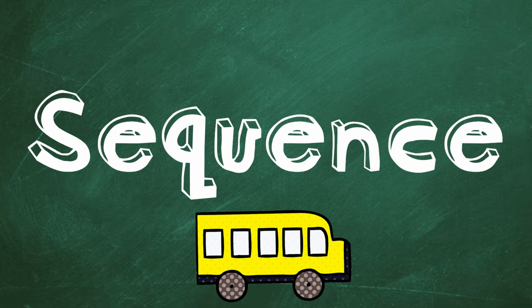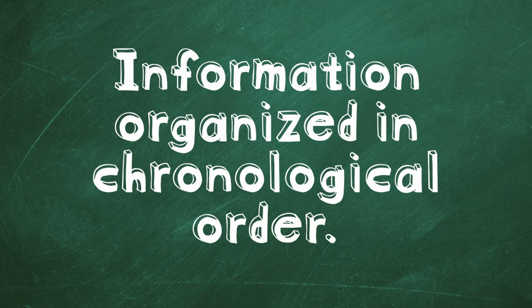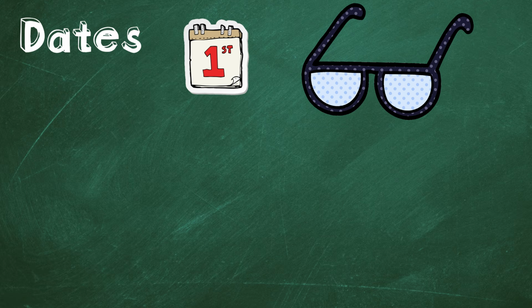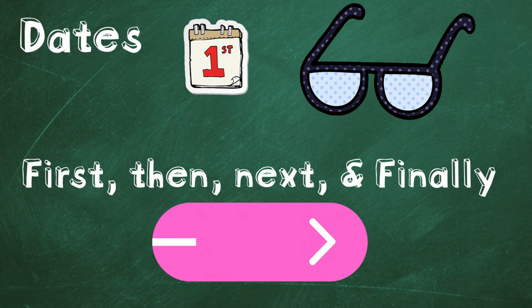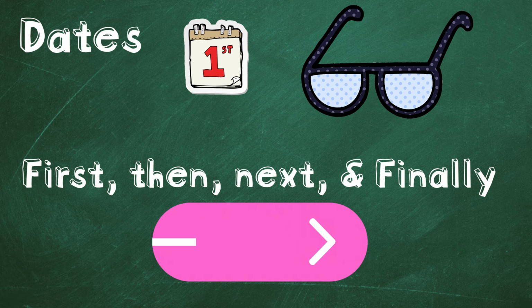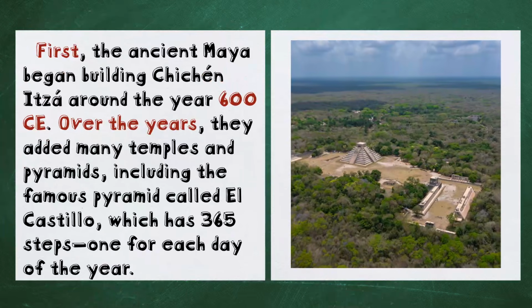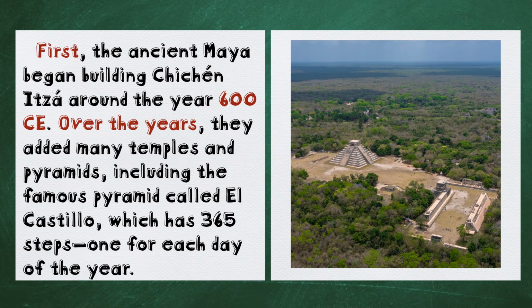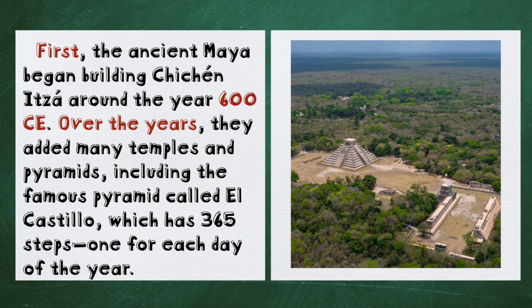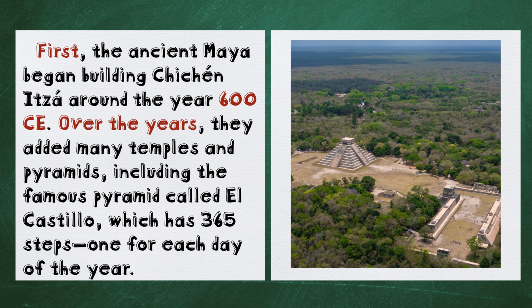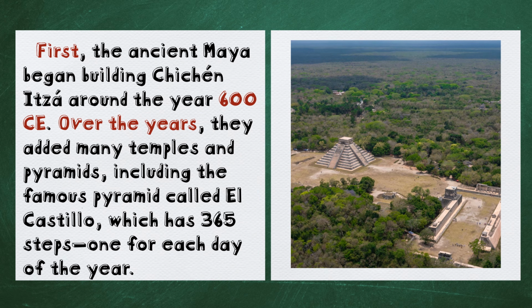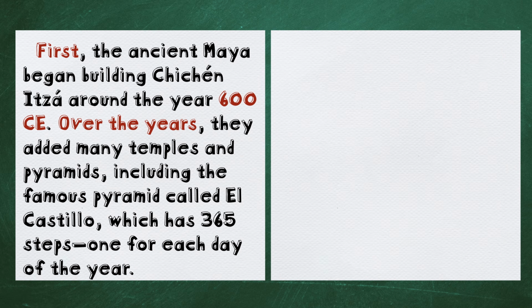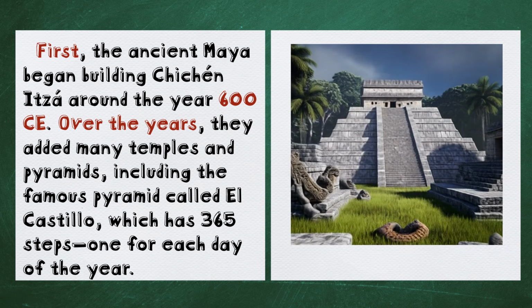Next stop, sequence. Sequence is when an author organizes their text using chronological order. Look for dates and time order words such as first, then, next, and finally to identify this text structure. Look for time order words in this example. First, the ancient Maya began building Chichen Itza around the year 600 CE. Over the years, they added many temples and pyramids, including the famous pyramid called El Castillo, which has 365 steps, 1 for each day of the year.